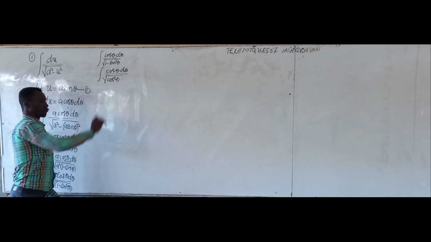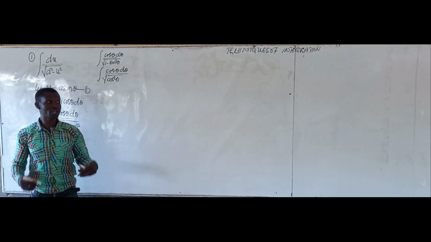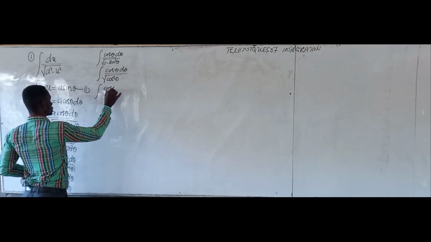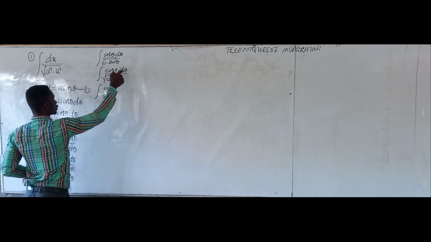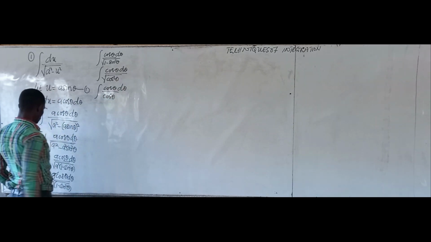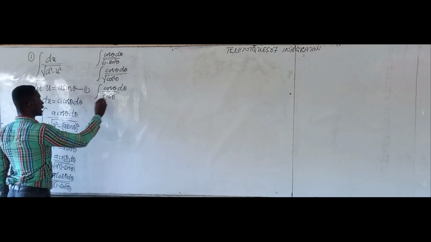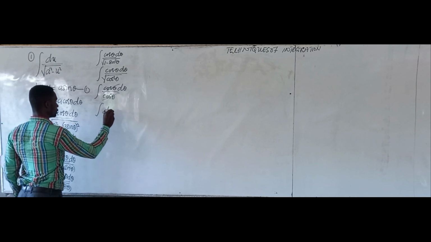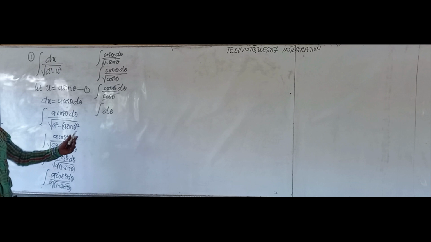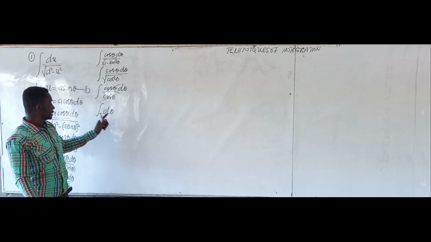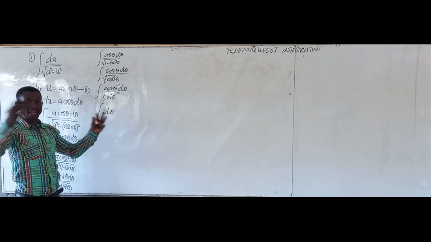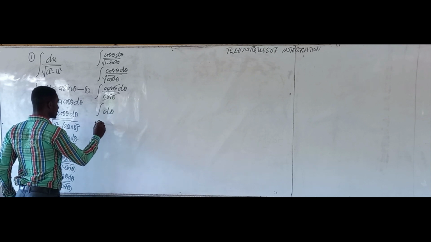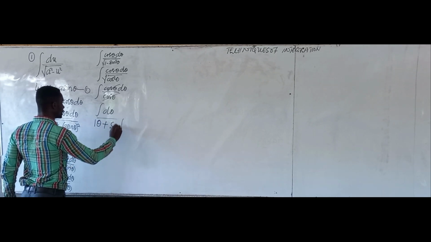Just as square root of a squared gives you a, square root of cos squared gives you cos. So it gives you integral cos theta over cos theta d theta. Now, cos theta will cancel cos theta, so we shall have integral d theta. Integral d theta means integral 1 d theta, just like when you have 1x, you write x. So if you integrate this, it gives us theta plus c.